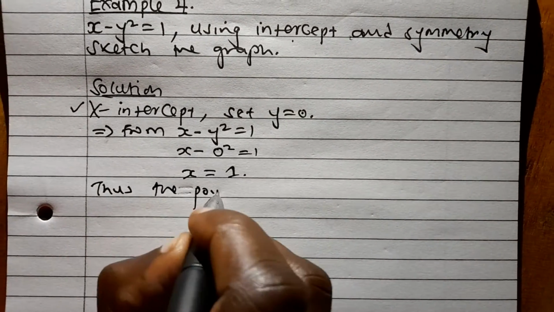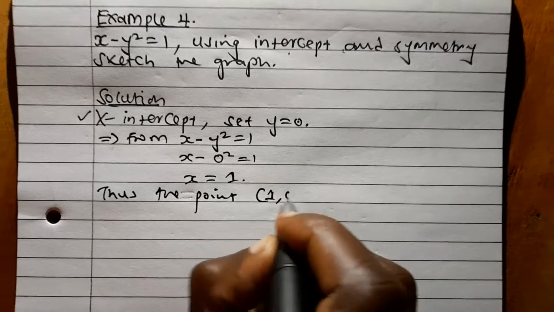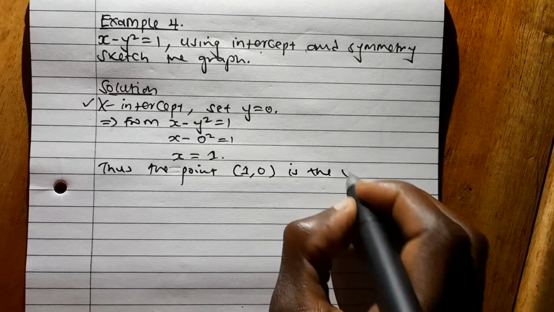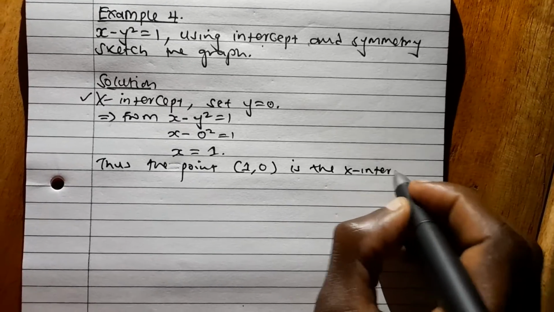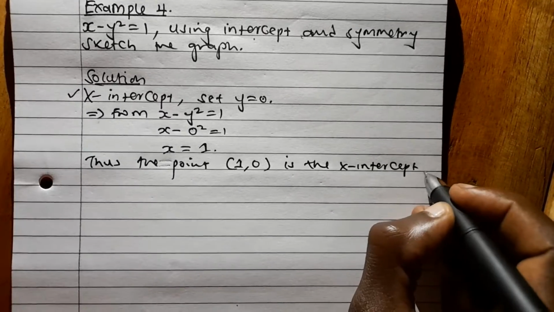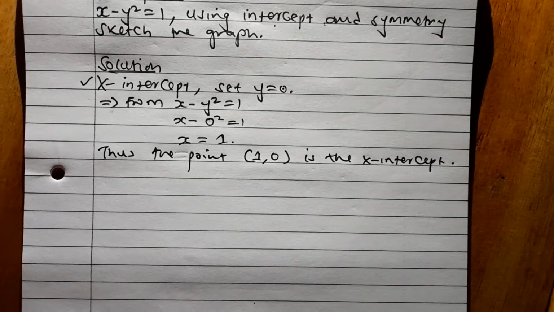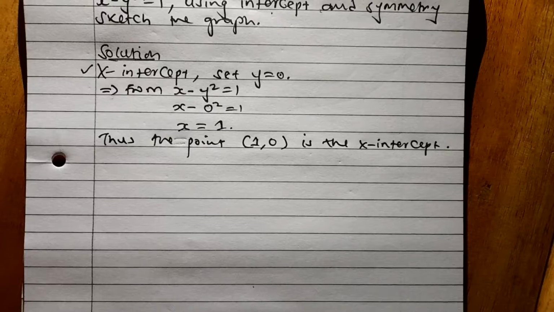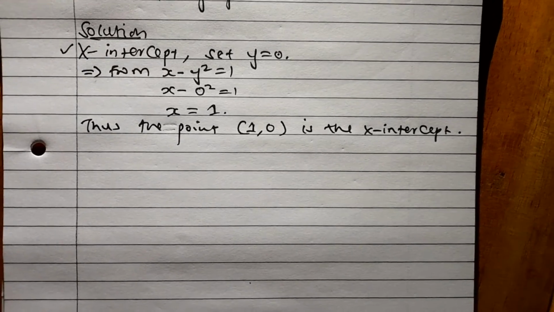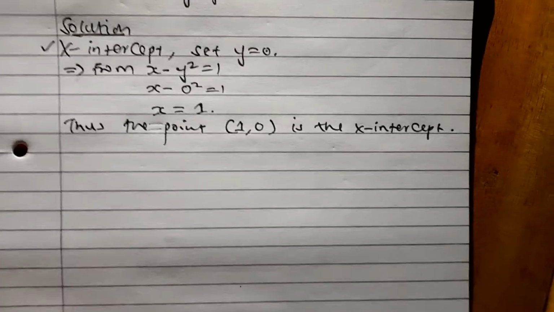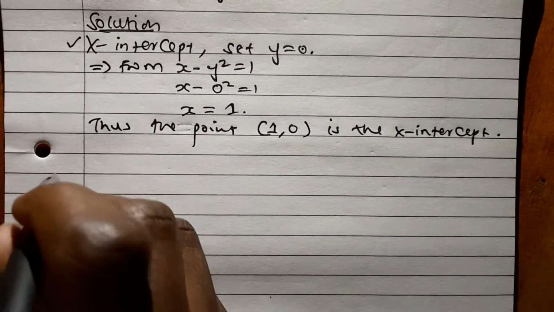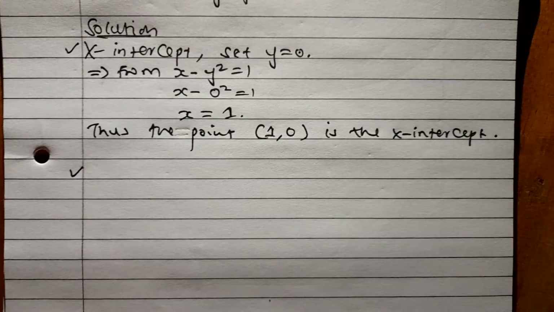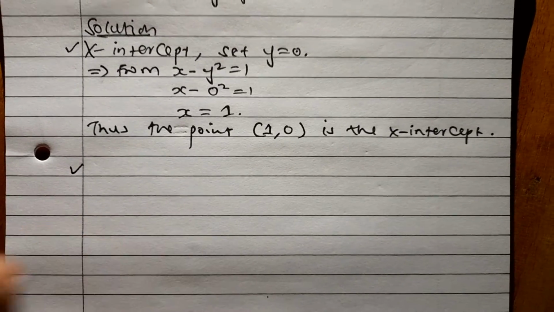the point (1, 0) is the x-intercept of the curve. Since we have the x-intercept, there's no need of computing the y-intercept. We can go ahead and determine the symmetry of this function.